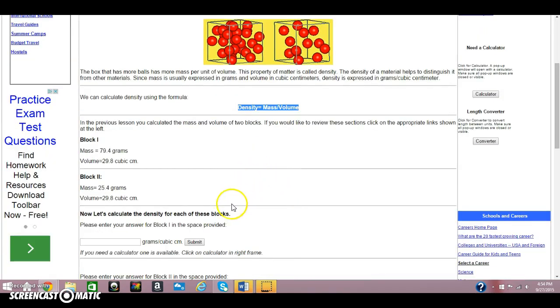Okay? So what we're going to do throughout the week is we're going to find the density of objects. Now, in order to find the density of objects, we must first find out the mass of the object and then the volume of the object. So in this simple interactive, the mass is already given, the volume is already given. You just need to calculate to find the density. Okay, so it's mass over volume. Mass over volume equals density.